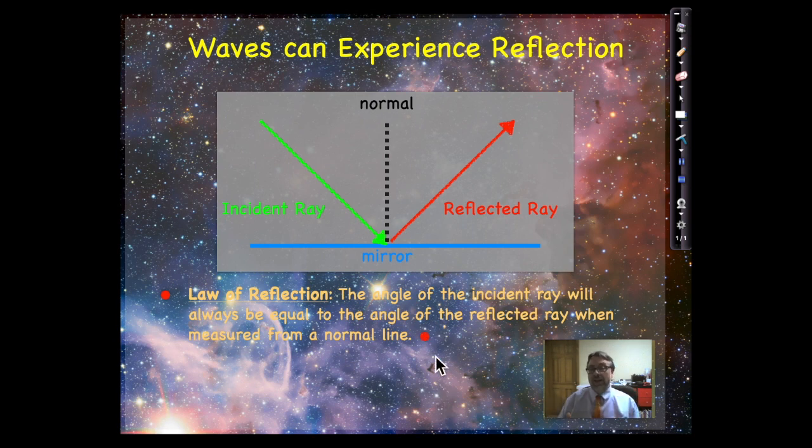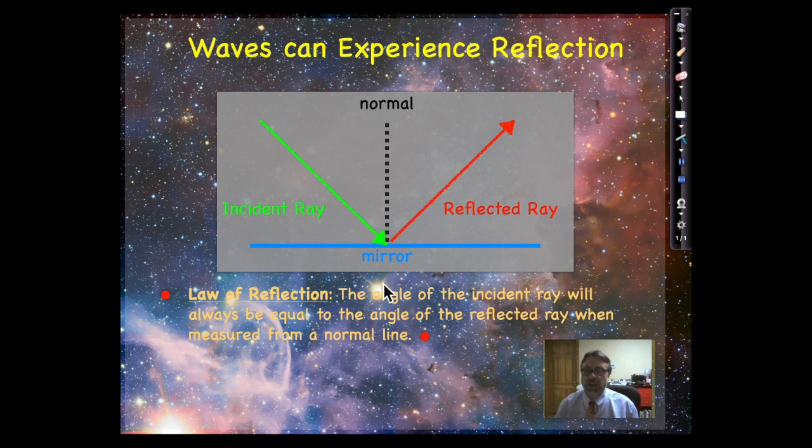So here I have two rays shown. The incident ray coming in represents the incoming wave, and it strikes this mirror, and then this red arrow represents the reflected ray. This black dotted line down the middle is called a normal, and we draw that for reference. It's a very important reference line. The word normal comes from geometry. It simply means a line perpendicular to a surface.